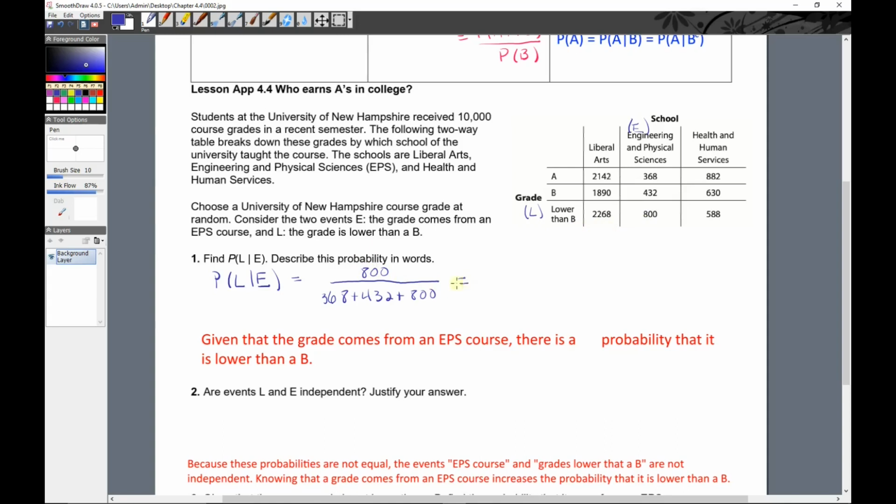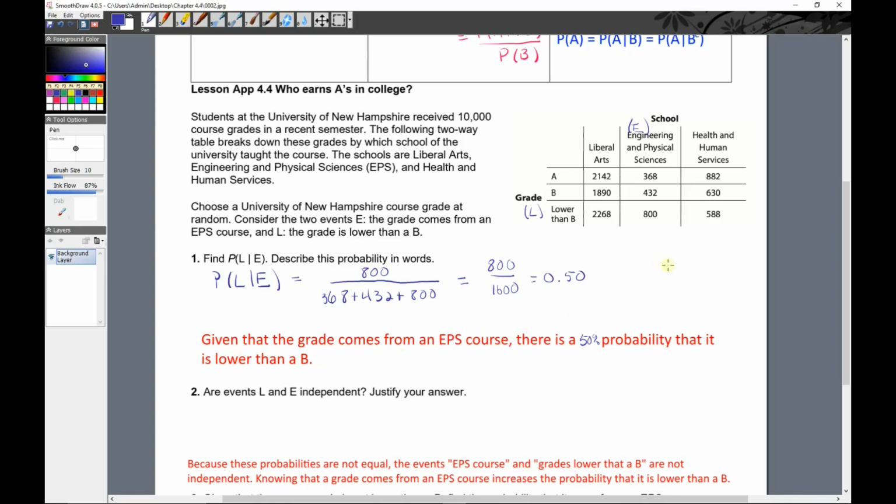So that is success out of total. Here are your grades from the EPS school that are lower than a B. There are 800 of them out of the total for that school, which is 800 out of 1600, which is 0.50. That gives us a probability of 50%. So given that the grade comes from an EPS course, there's a 50% probability that it is lower than a B.